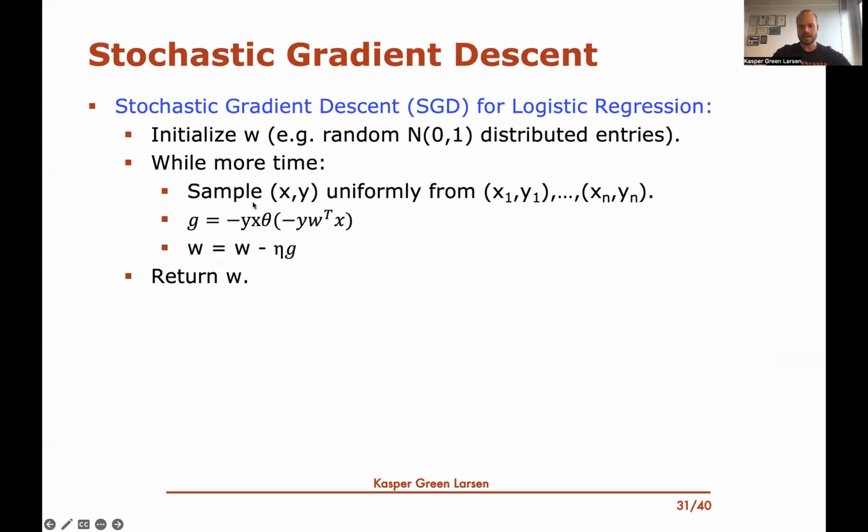So now this is a much faster thing to compute, right? This is a constant time. It only involves a single data element. It's O of d time if you include the time to look at the features. Okay. And then you just take a small step in the negative direction of the gradient.